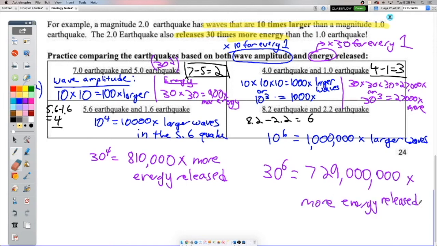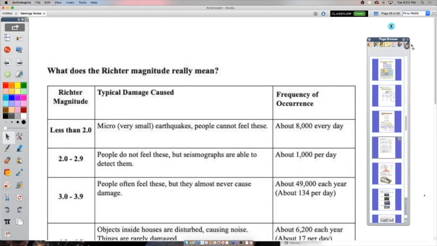So a logarithmic scale, it grows quickly, okay? It's not as simple as saying, oh, 6.0 is pretty bad and a 5.0 is a little bit better and a 4.0 is a little bit better than that. No, right? We're talking about times 10 times 10, or even in the case of energy, times 30 times 30 times 30.